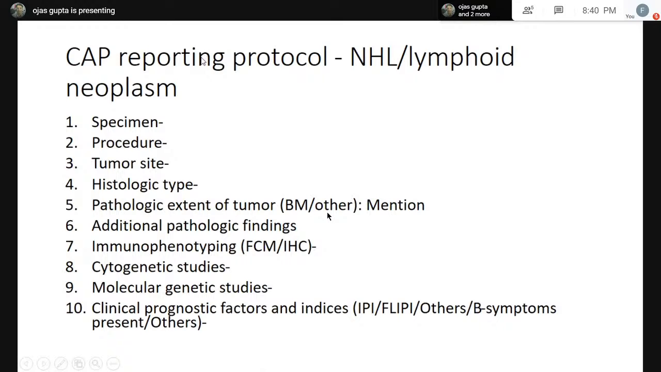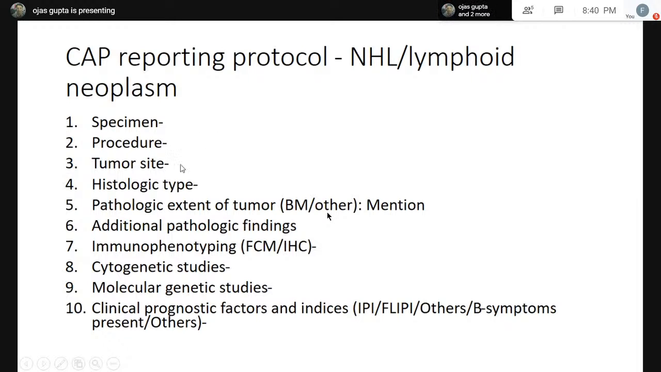Now coming to the last section, and the most important, the CAP reporting protocol. For all non-Hodgkin's lymphoma or any lymphoid neoplasm, these 10 points should be there in your report. Point number 1 is specimen. What is the type of specimen, whether it's lymph node or extranodal site, whether it is GI, stomach, esophagus, any resection specimen, any biopsy. What is the procedure?